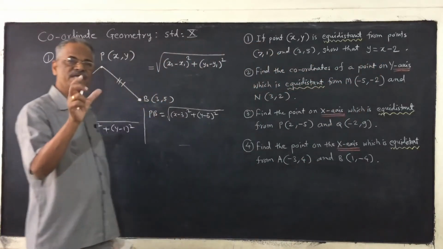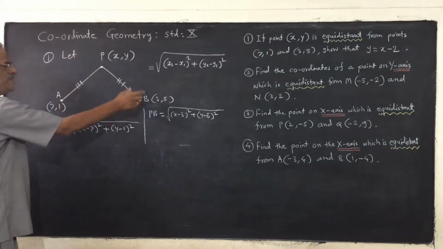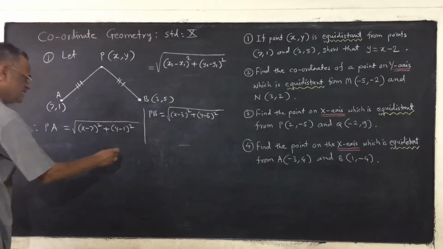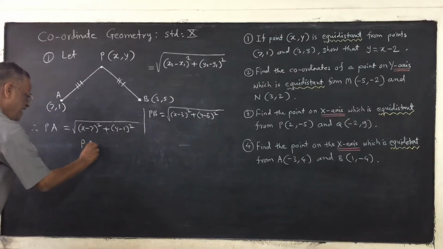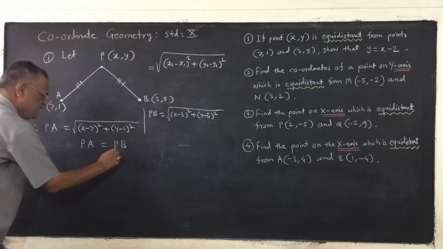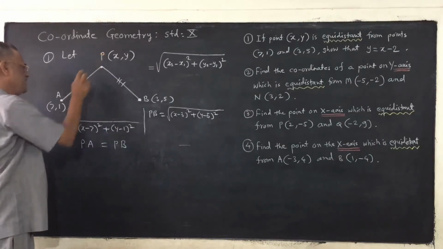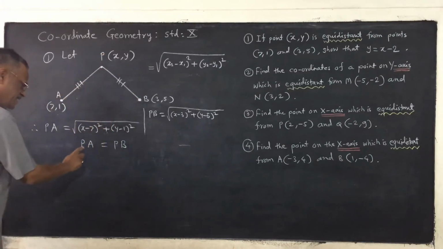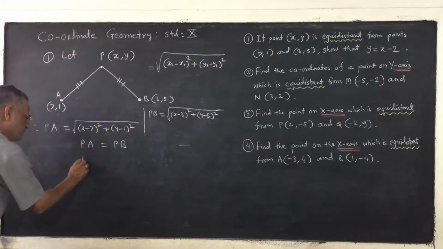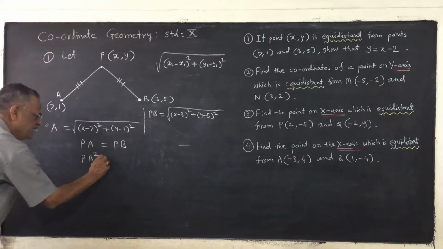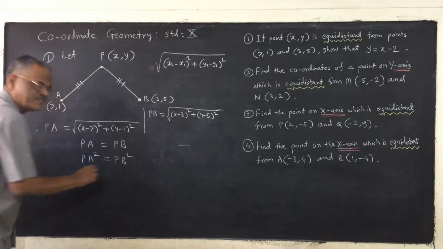Think about the given information. What is given there? PA and PB are equal. So you can use the given information: P is equidistant from A and B. But to solve this, there is an under root. It is better to square both sides, so PA square is equal to PB square.